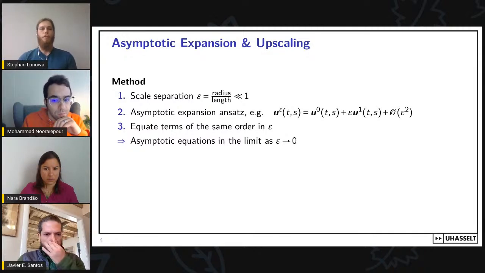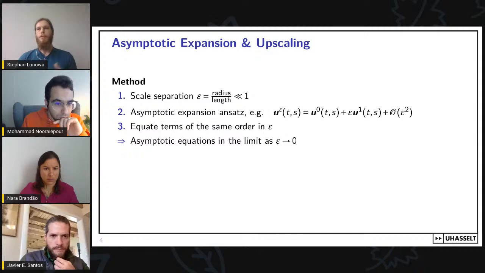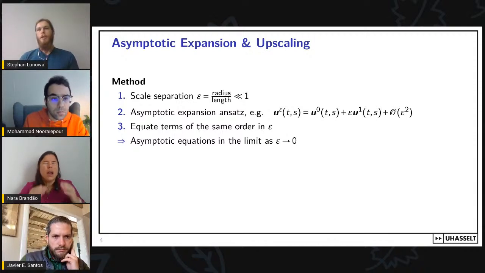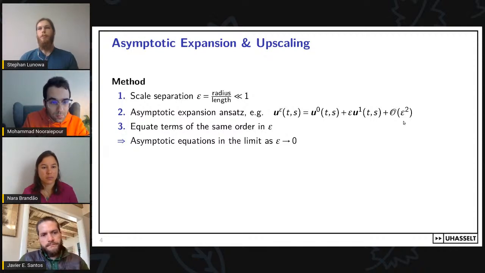Then from this model, what we basically do is a scale separation. So we assume that the radius in comparison to the length is very small, defining in mathematical terms a small epsilon. And then we use an asymptotic expansion ansatz. So we expand all the quantities in orders of epsilon, meaning that the leading order terms are the important terms we look for, and all higher order terms are then secondary effects which can be included but are not necessarily the most important things. Then we equate the terms of the same order, in our case the highest order, and that means that in the limit as epsilon goes to 0, those equations then hold.